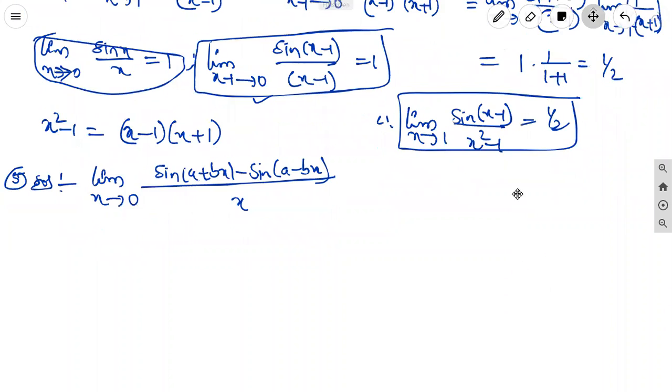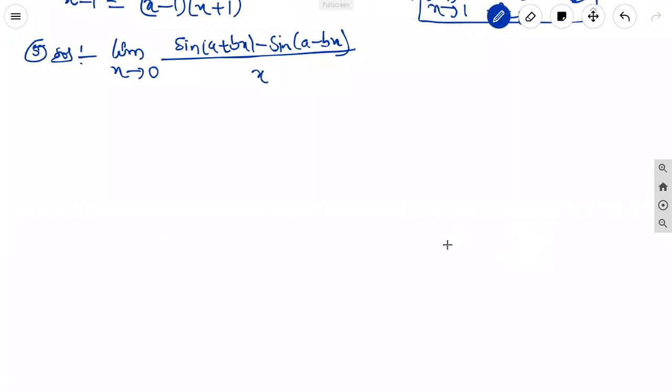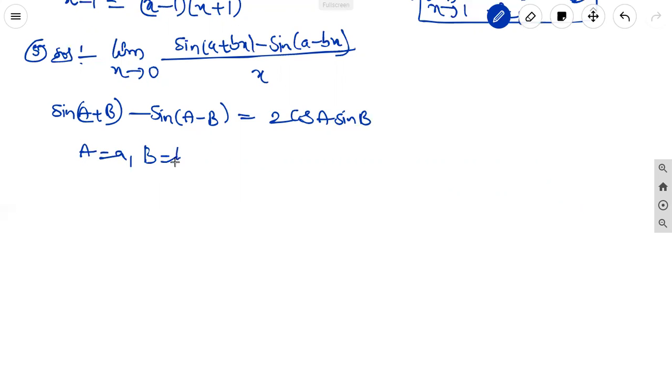Next problem. Fifth one. Limit x tends to 0, sine of a plus bx minus sine of a minus bx by x equal to what? Again, we can recall the formula. Sine of a plus b minus sine of a minus b is equal to 2 cos a sine b. Here a is equal to small a, and b equal to small bx.